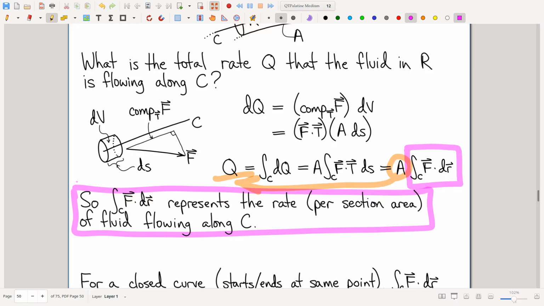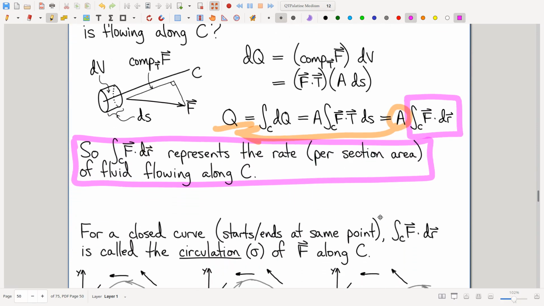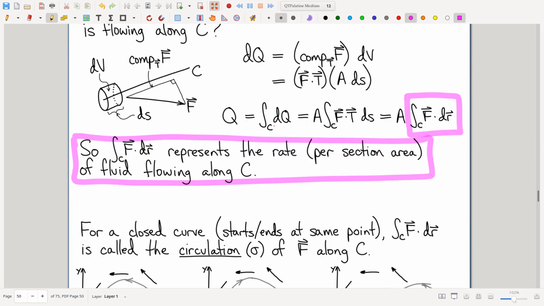Okay, so this is the takeaway. Now keep in mind, our original goal was to try to figure out how I should think about vector line integrals in the context of a fluid flow. And here's our answer. If you're interested in a line integral in the context of fluid flows, the line integral per unit area, of course, tells you how much the fluid is flowing along the curve.